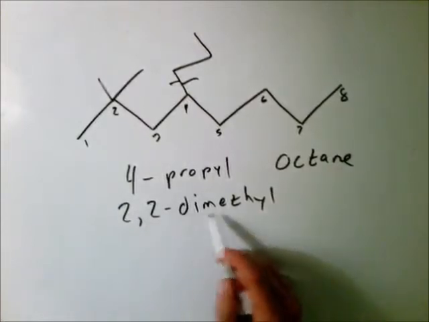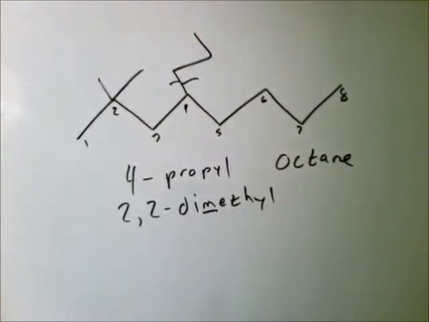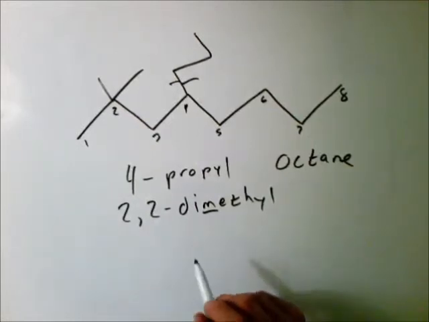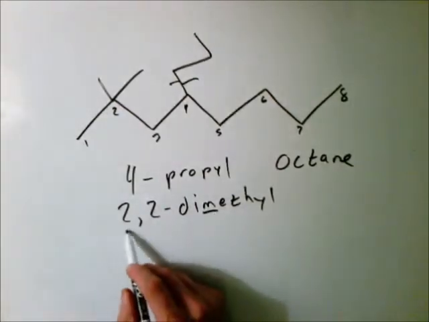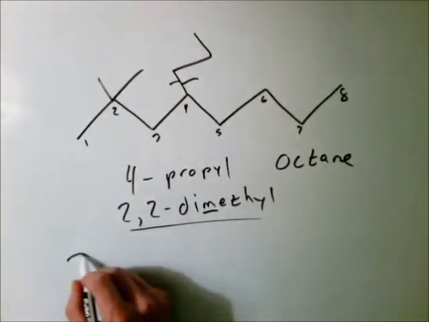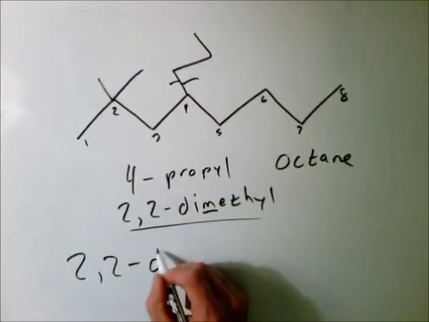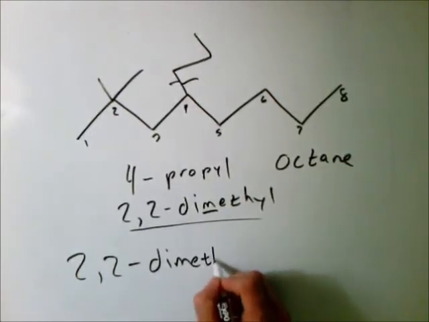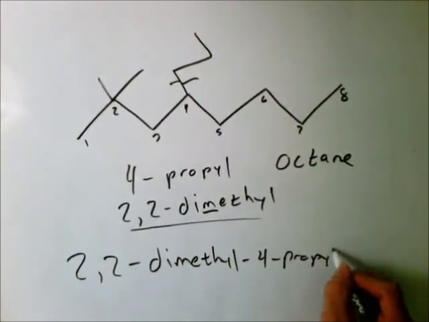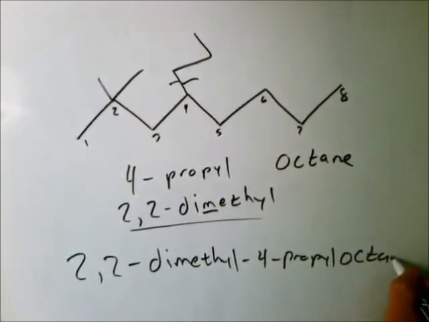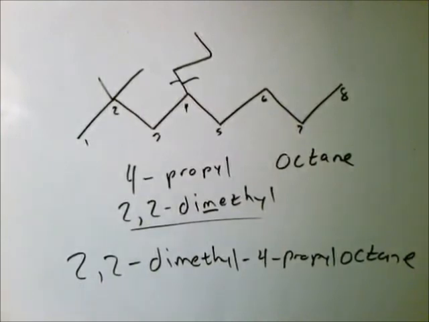When you alphabetize with a di, you still look at the M. So do your little ABC song, L, M, N, O, P. M is before P. So we're going to draw that one first. So 2,2-dimethyl 4-propyl octane. And that's all there is to it. Have any questions or want more examples, let me know, and we'll see you next time.